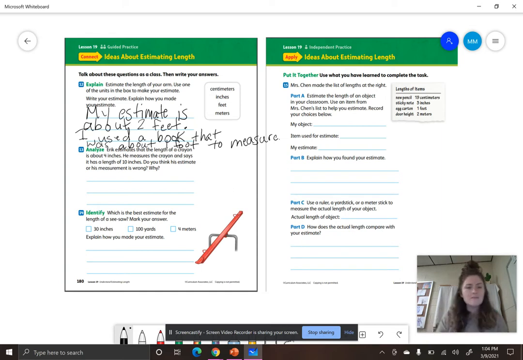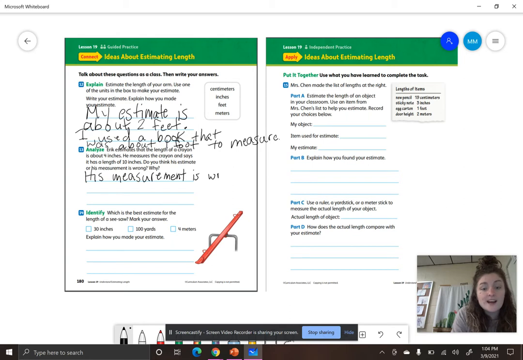So we would say his measurement is wrong. Now it has that question word why. So what word am I going to use to answer that question? Because.